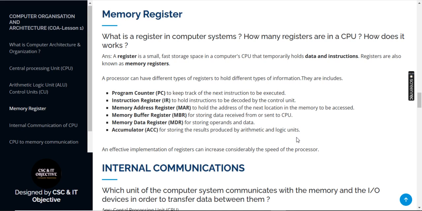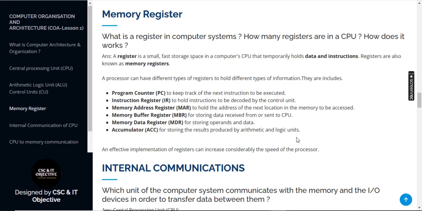A processor can have different types of registers to hold different types of information. These include: first, the program counter, to keep track of the next instruction to be executed. Second, the instruction register, IR, to hold the instruction to be decoded by the control unit. Third, the memory address register, MAR, to hold the address of the next location in memory to be accessed.